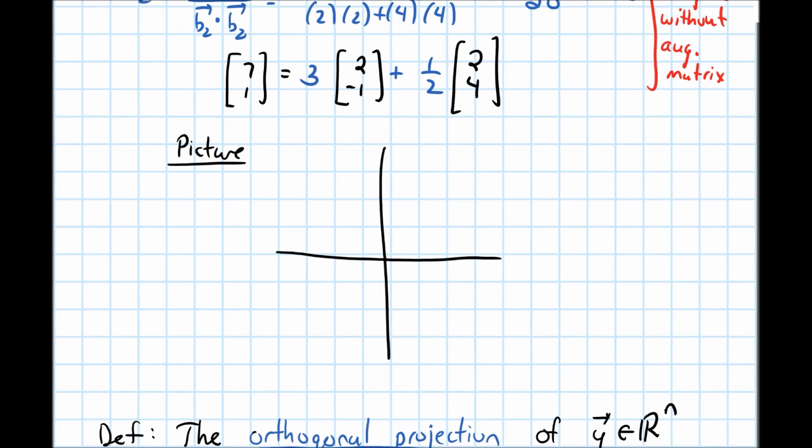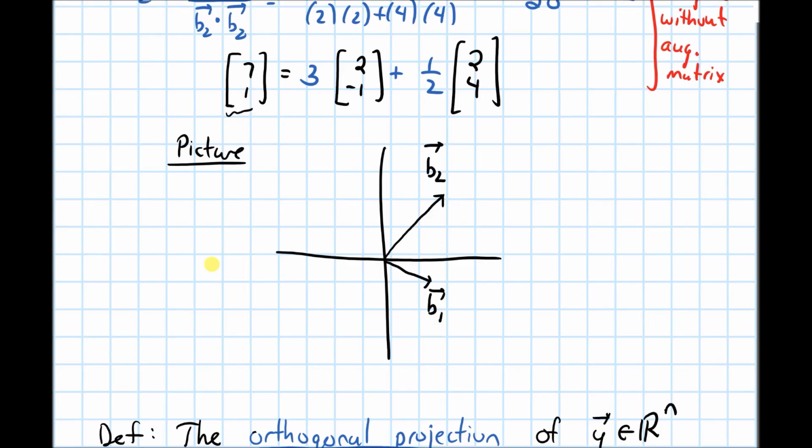So the vector b1 was 2, -1. So b1 looks something like this. b2 is the vector 2, 4. So 2, 4 looks something like that. And these two are supposed to be orthogonal. We check that they're orthogonal. So b1 and b2 are orthogonal. The vector x was this vector.